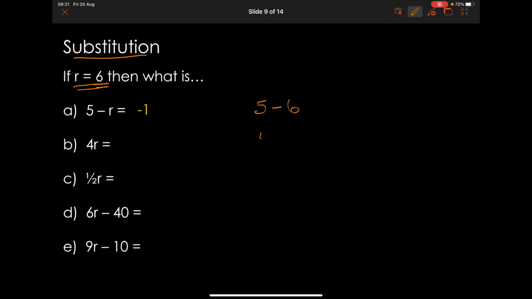4r means 4 times r, which is 4 times 6. Well, 4 times 6 is 24, so you should have got that one. C is saying a half times r, or a half times 6, or half of 6. So you should have just got 3.